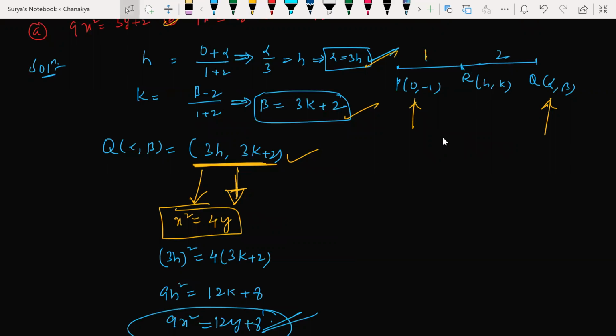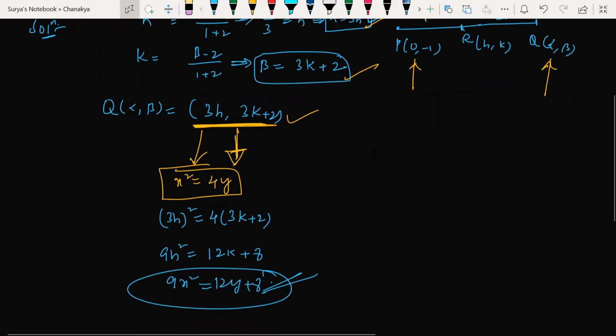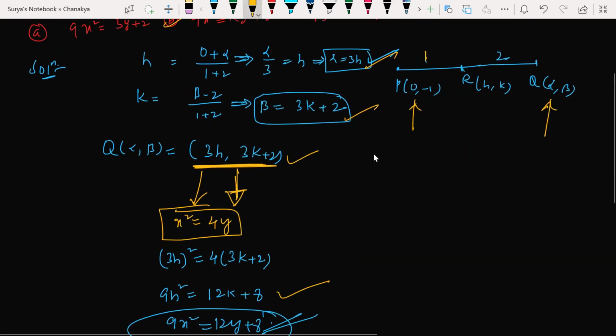Which parabola? This parabola. If any point is on the parabola, it's nothing but that particular point passes through that parabola. X is this, Y is this. So I'm substituting there. I'm getting in terms of X, H and K. H and K is nothing but X and Y. Look at here. I'm substituting H as X, Y as K. I'm getting the final answer. Very simple.